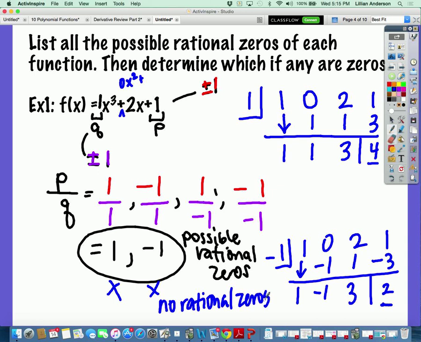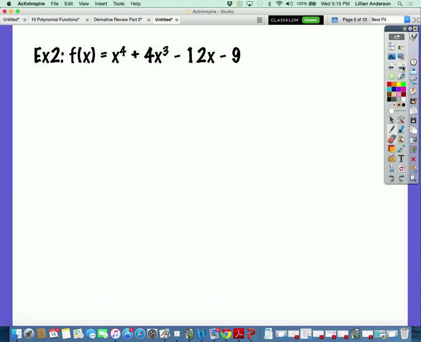Now that doesn't mean that there aren't any real ones. They just might not be rational. They might be irrational, such as 1 plus or minus the square root of 3, or something like that. Let's look at the next example, okay?